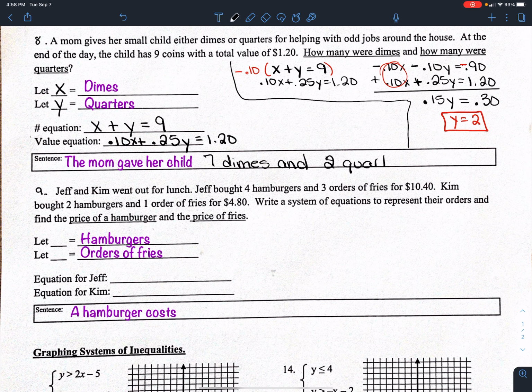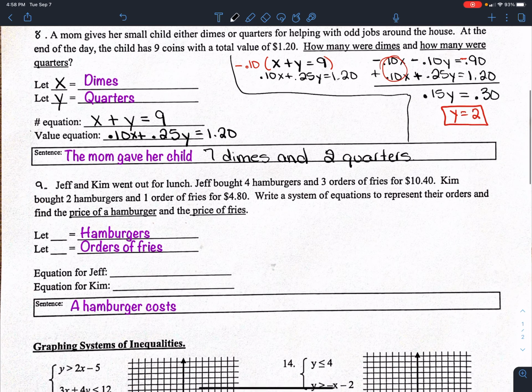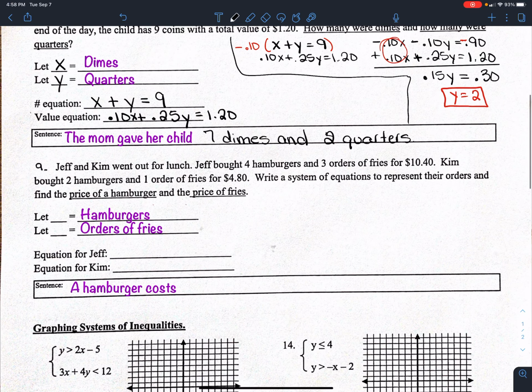Okay. All right, the rest of this is for you, which is problem number 9. I want you to find the equations for the hamburgers. And for the fries, I'd like to know the cost of each one.